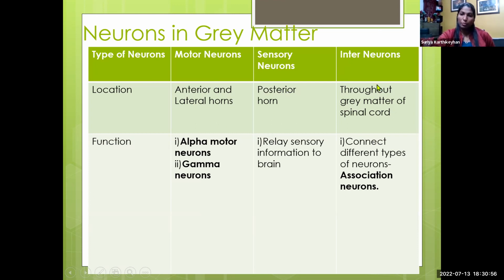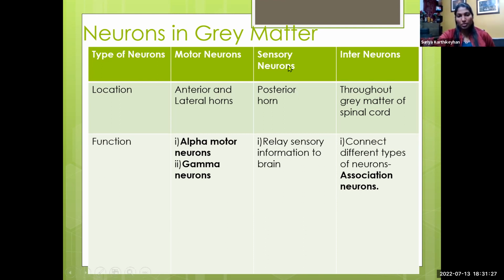The interneurons will be present throughout the gray matter. Anywhere else we can find the interneurons. What's the main function of motor neurons? It is mainly the efferents, motor efferents. They are again subdivided into alpha motor neurons and gamma motor neurons. So the alpha motor neurons will be supplying the extrafusal fibers of skeletal muscles, whereas the gamma motor neurons will be innervating the intrafusal fibers of the skeletal muscle. That is the nuclear chain fibers and the nuclear bag fibers.